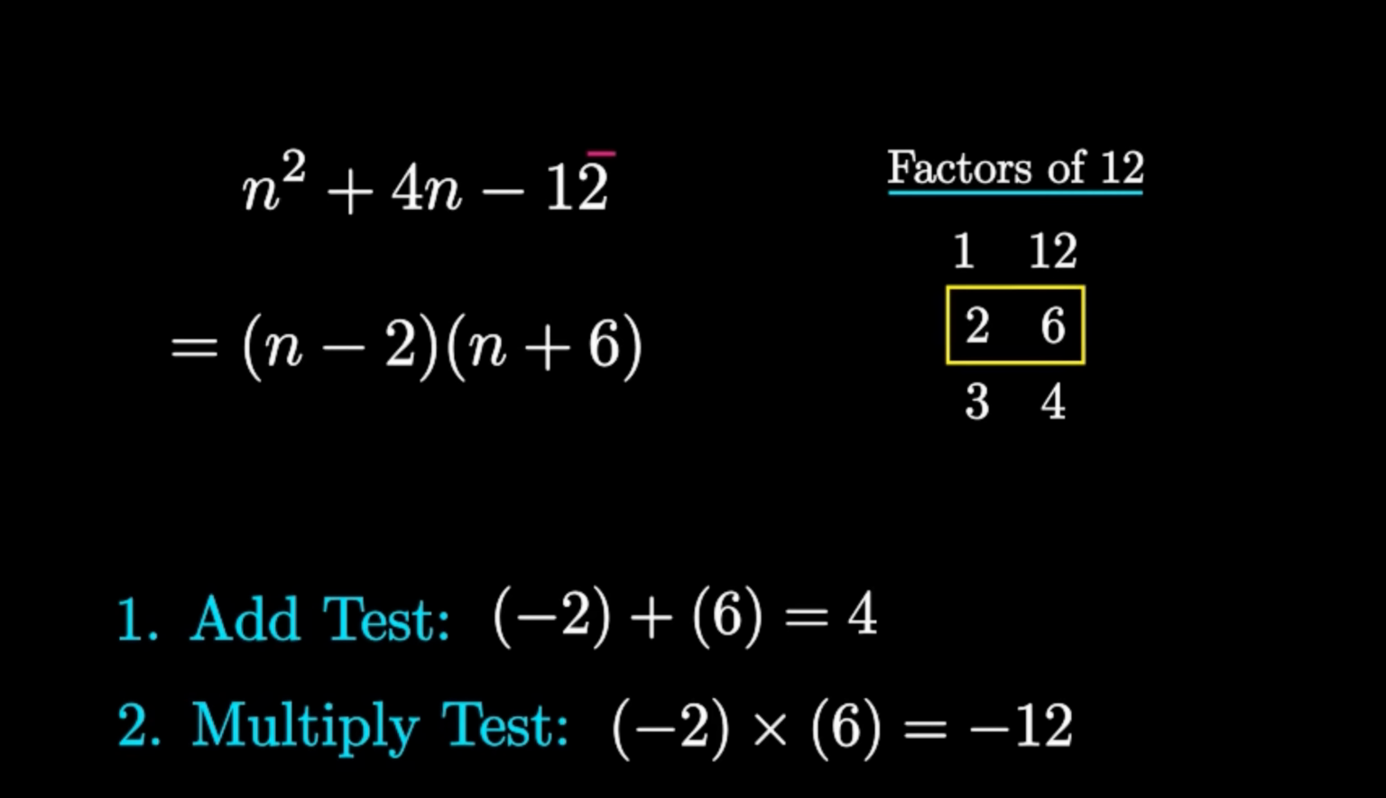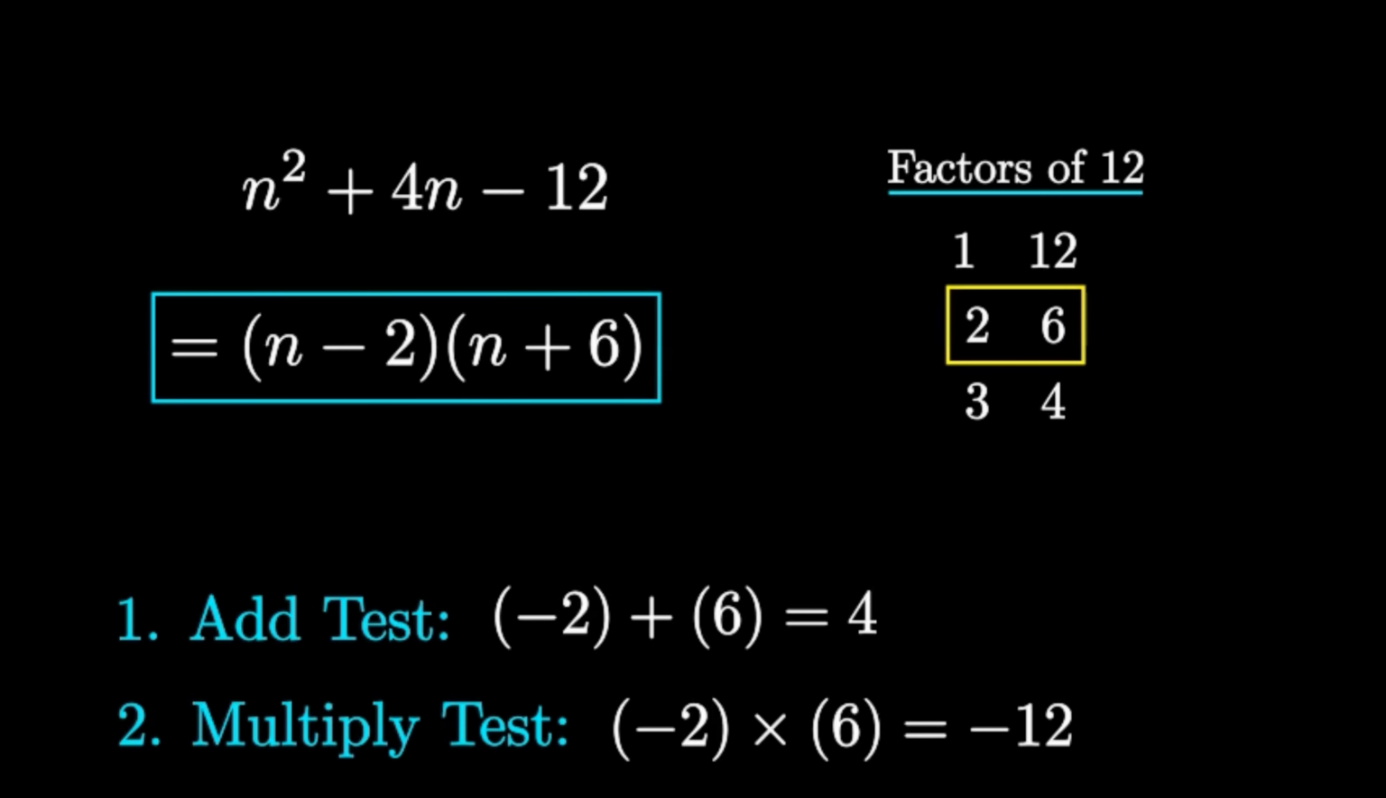So when you're factoring, it has to pass these two tests, and then you can finally say that n squared plus 4n minus 12 factors into n minus 2 times n plus 6, and that is the final answer. To check this, you can multiply it out using the FOIL method. You really don't have to, because these two small tests get you away from doing that. But that's exactly how you factor this trinomial.